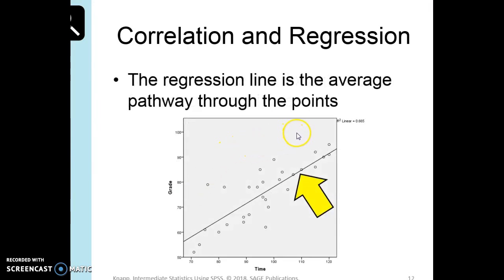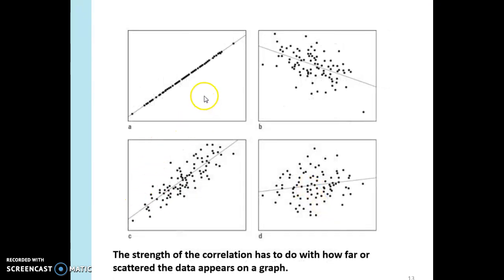Here's that graph again. The regression line, this line that you draw through there, is the average pathway through the points. It's the one line that is closest to all the points of the data. Here are some examples of a strong correlation because all the dots are on the line. Here's a negative correlation, but that doesn't mean anything. The strength is still pretty good. I'd classify that at about a 0.6. Here's about a 0.8 correlation. It's positive because all the dots are much closer to the line. This one, probably about a 0.2.